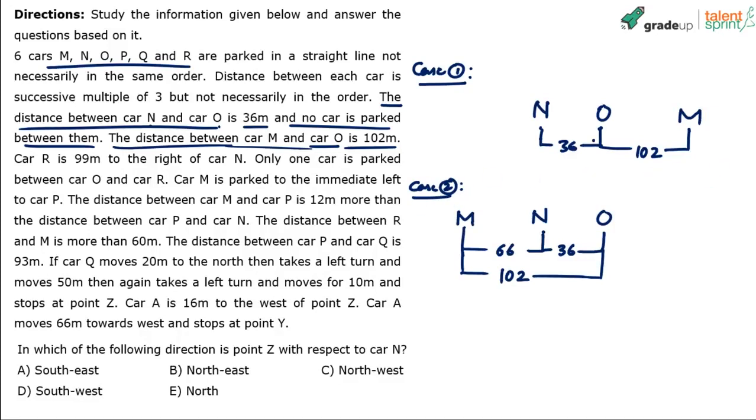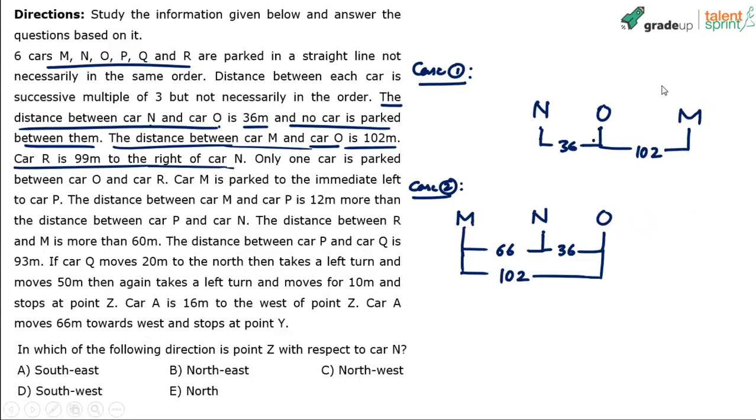So 2 cases. We have marked 3 cars so far, N, O, M. In one case, M is on the right hand side of O. In the other case, M is on the left hand side of O. The distance between car M and O is 102 meters. Now any point that we choose from the data has to be plotted in both the arrangements. Okay, so look at the next point. Car R is 99 to the right of N. This is a straight piece of information. N is already marked. He says R is 99 meters on the right of N. On the right of N is going to be our right.